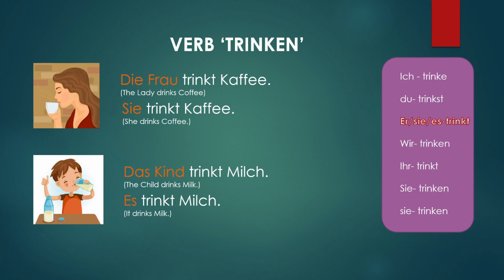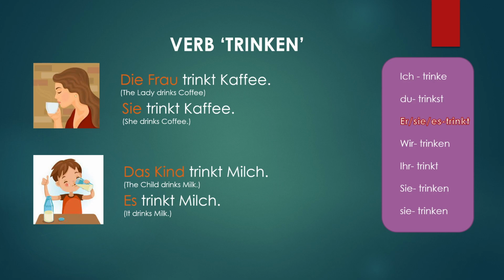Die Frau trinkt Kaffee. Here, Frau is a noun which means lady in a singular form. Die is an article used for the feminine gender. You will be learning the articles in my upcoming videos. So if we have to use the pronoun in place of die Frau, we will use sie, which means she. The conjugated form of the verb trinken for sie is trinkt. Hence, the sentence will now be sie trinkt Kaffee.